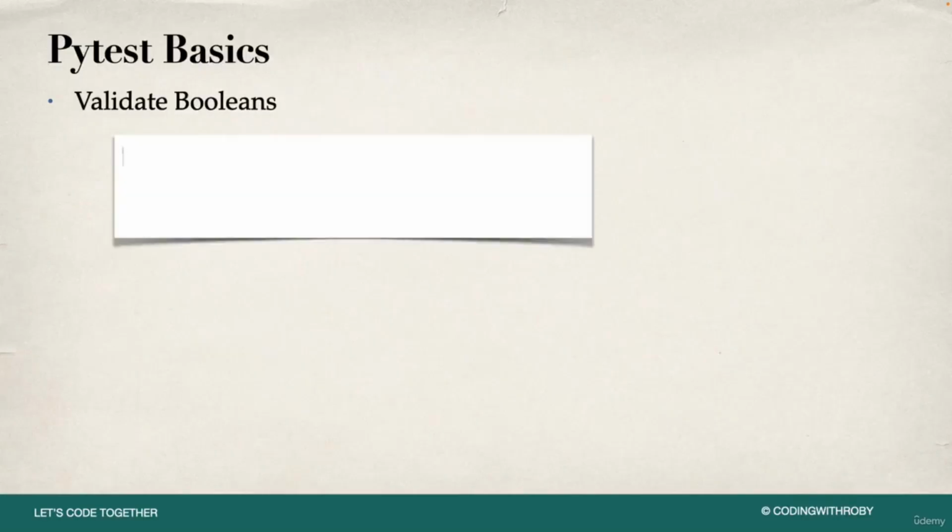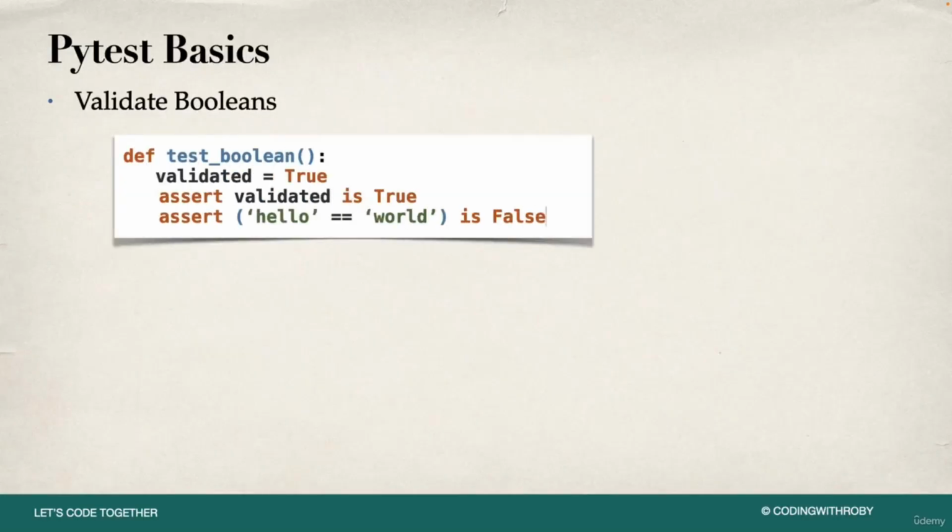Now we can also validate booleans, so we can say def test_boolean, validated equals True, assert validated is True, so we know that the variable validated is true, so it is true. And then we can also say assert ("hello" == "world") is False. So we know that hello is not equal to world. So what it's going to return is false, so both pass.